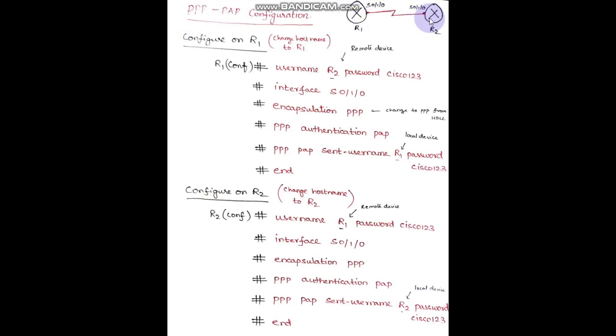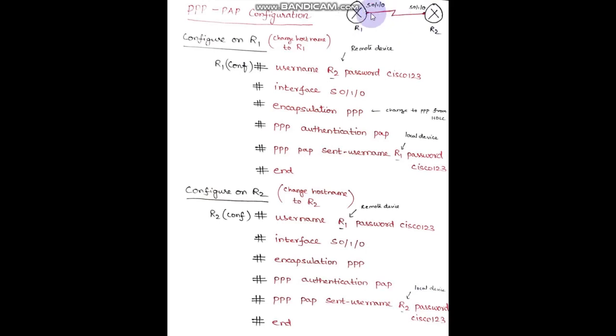PPP protocol is actually used for point-to-point authentication on the serial links over a longer distance. These two routers are connected through the serial link. In this serial link, by default HDLC will be there. To configure PPP, we have to use one of the authentication, either PAP authentication or CHAP authentication.